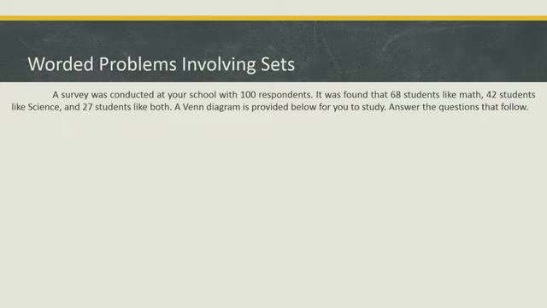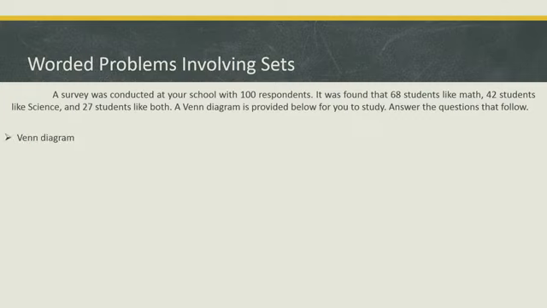In the second statement, it was found that 68 students like math. Maybe this survey is all about their favorite subjects. So 68 of 100 niingon ganahan sila og math. Then 42 ganahan og science and 27 ganahan sila og math and science, or both. Okay. So, unsaon nato ni?